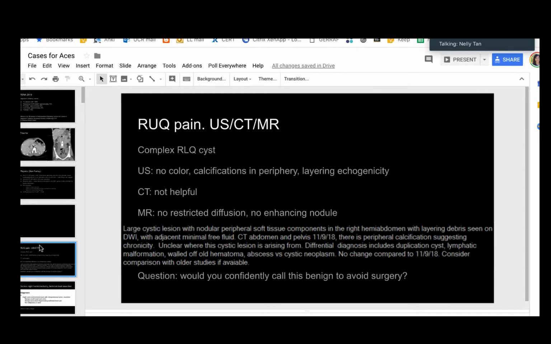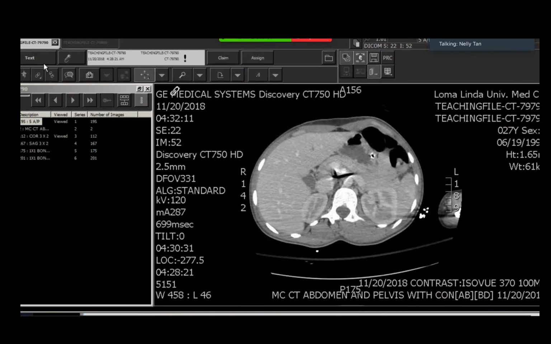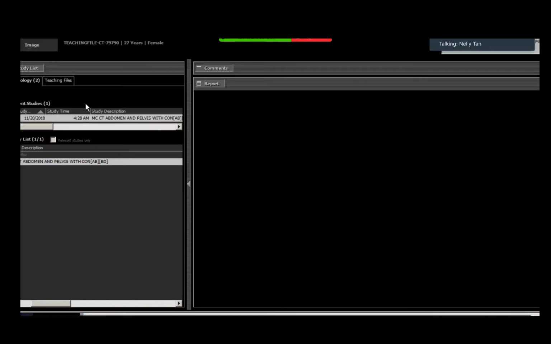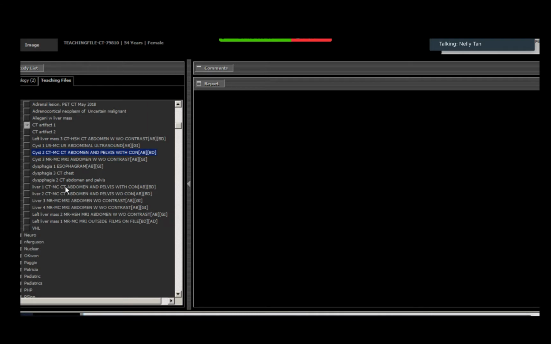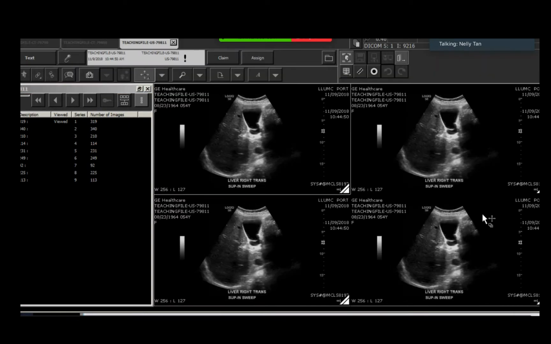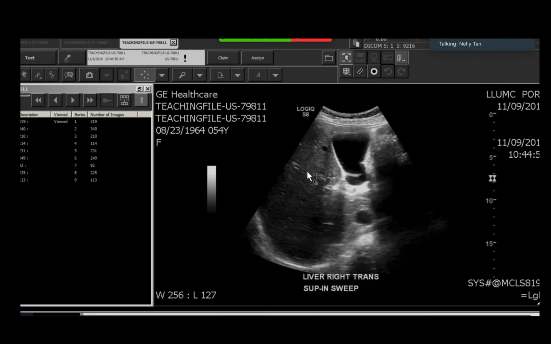The second case is a patient with a right lower quadrant cyst. So I'm going to try to do what Arthi does and just pull it up as I go. The patient had right upper quadrant pain and had an ultrasound done. This is what the ultrasound showed.